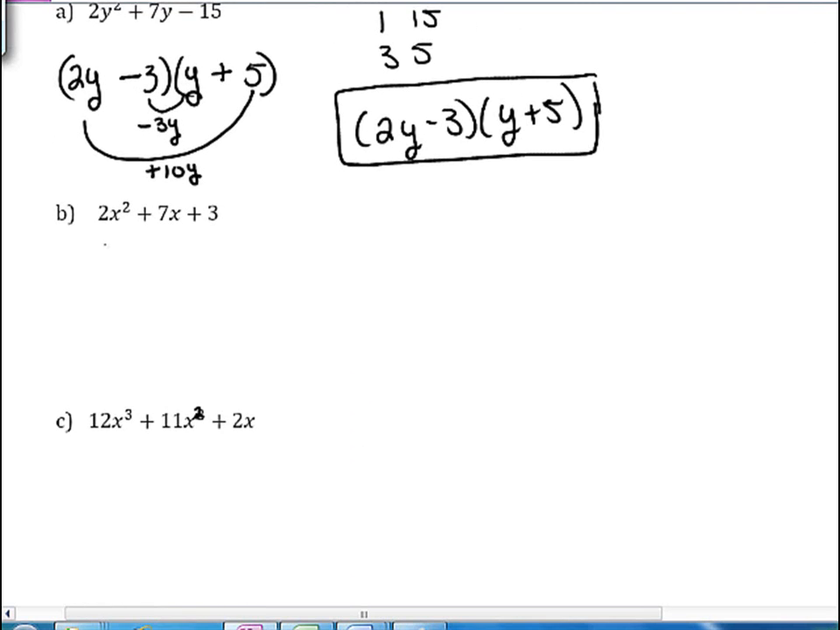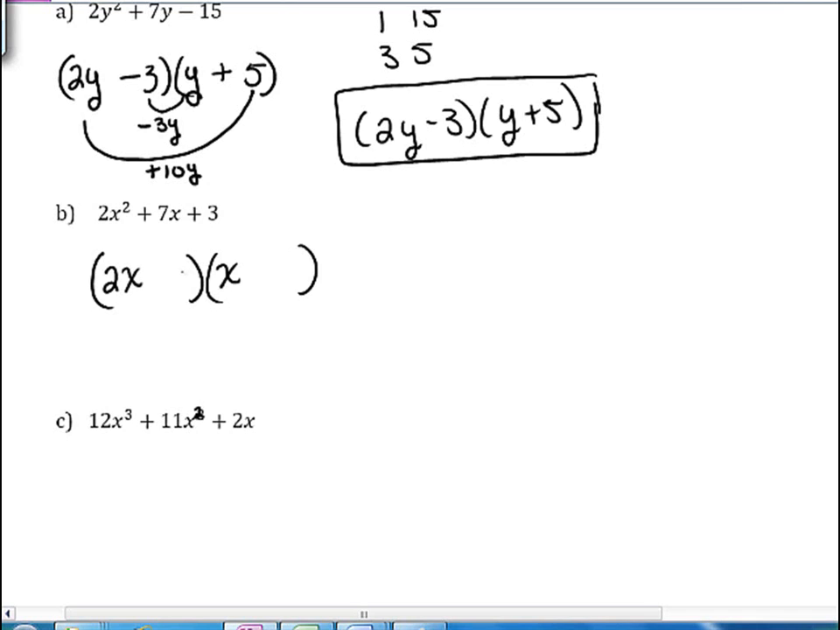Our second example here is 2x squared plus 7x plus 3. So again, we want to factor this into two groups, and the only way to factor this 2x squared is to factor it as 2x and x. And there's only one way to factor 3. It's going to be 1 times 3. I just need to figure out if I put the 1 here or the 3 here, and then the other one goes in the other set of parentheses.